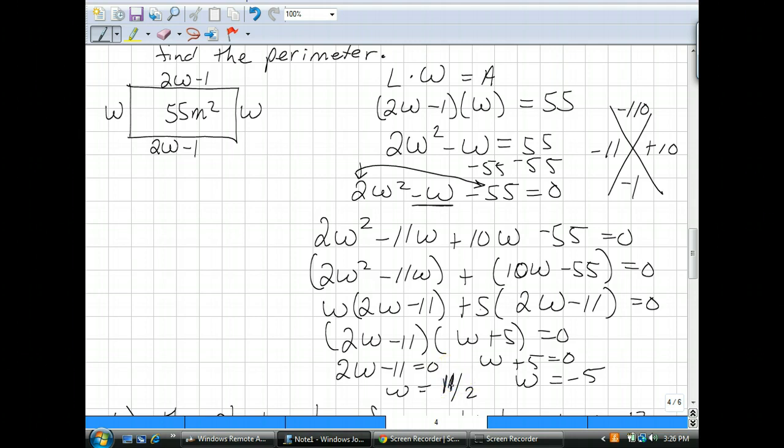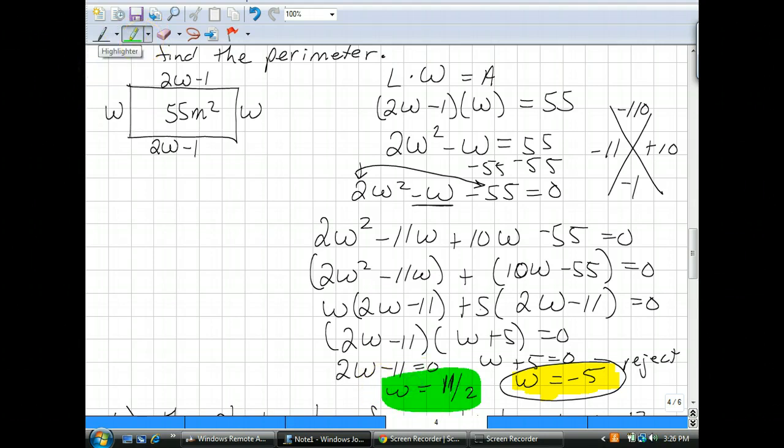Okay, now here's where we have to pay attention. Can we have a negative width? Is that possible? No, it's not possible, so we reject this answer, because that won't work. So the only one that will work is this one.